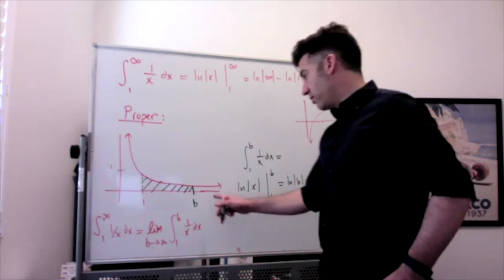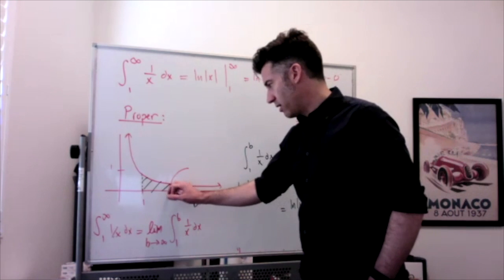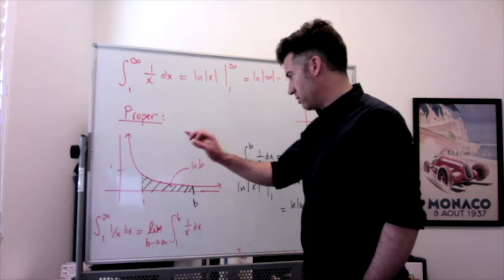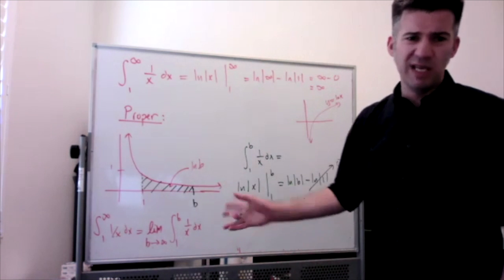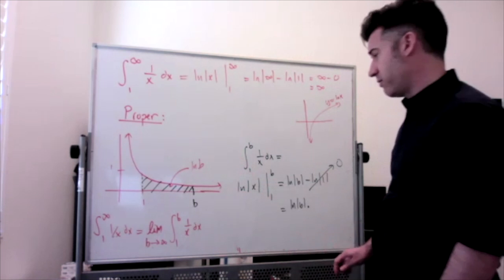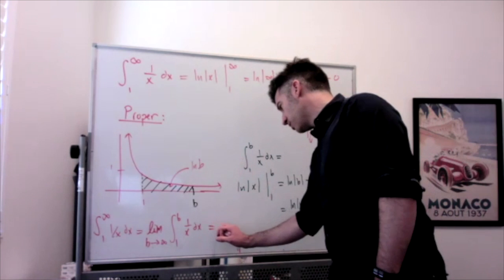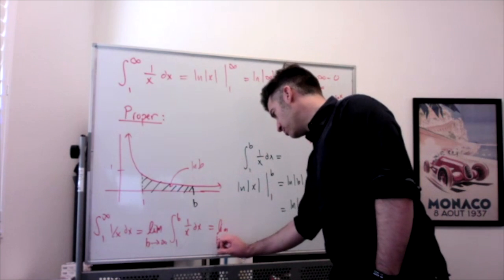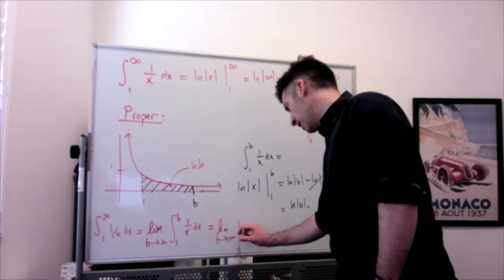Well, we know that this area is the natural log of b, because b is positive. I dropped the absolute value since b is positive. So I can say this is equal to the limit as b goes to infinity of the natural log of b.